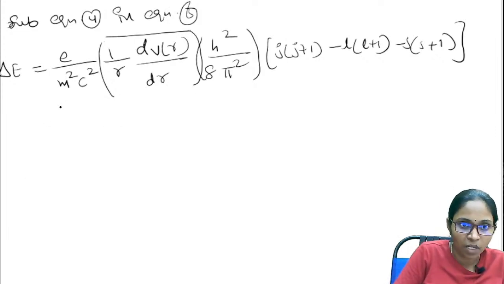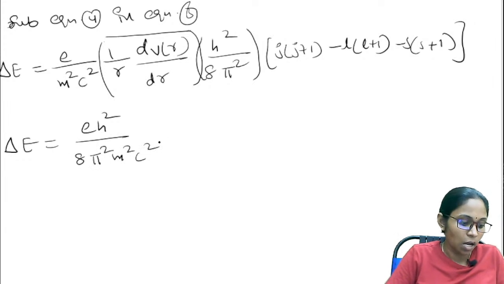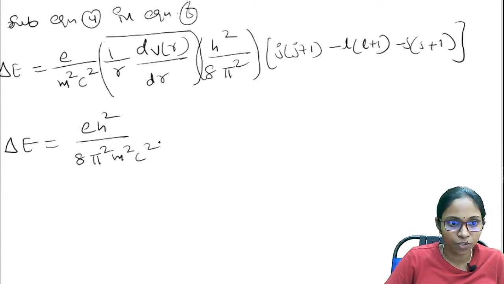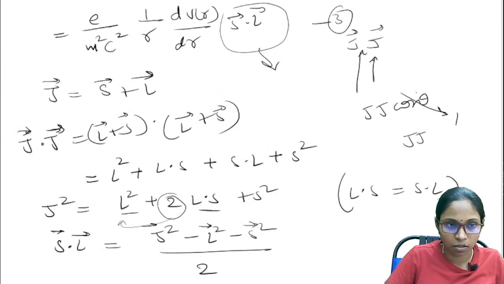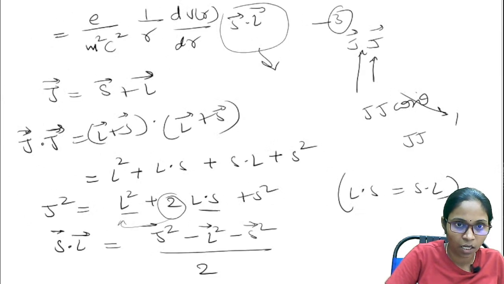Velocity also changes. Therefore, delta E is equal to E H square by 8 pi square m square c square. And not only that, here we have divided by 2, just because of Thomas precession. We will discuss Thomas precession in our electromagnetic theory. Coming to energy, here this is divided by 2, we have 1 by 2. This is due to Thomas precession.